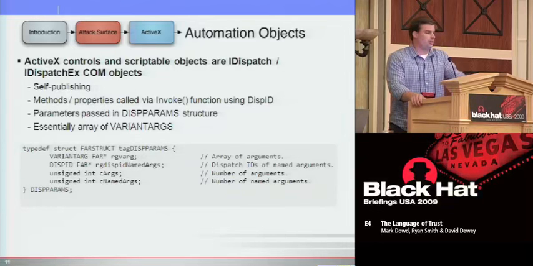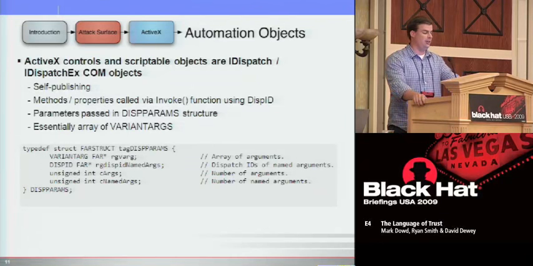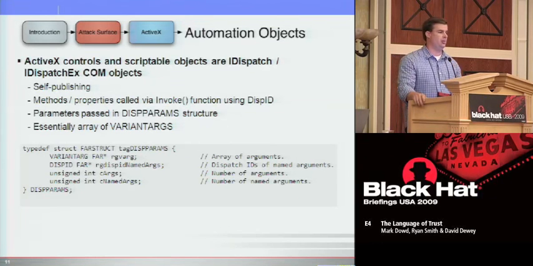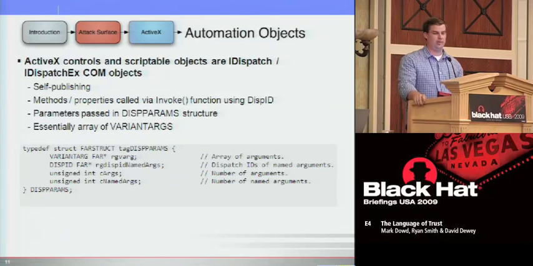So ActiveX controls, once they're loaded within a web browser, are scriptable through the IDispatch and IDispatchEx interfaces. These interfaces are self-publishing, so the COM object itself will tell the browser which object properties and methods are available and can be interacted with through JavaScript. Those methods and properties are accessed using the Invoke method in the IDispatch interface.